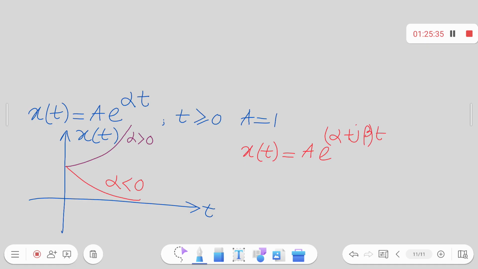A e to the power alpha plus j beta t. So this is basically A e to the power alpha t into e to the power j beta t. Do you know Euler's formula? e to the power jx means cos x plus j sin x. So A e to the power alpha t is a real function of time, not constant basically, multiplying cos beta t plus j sin beta t.